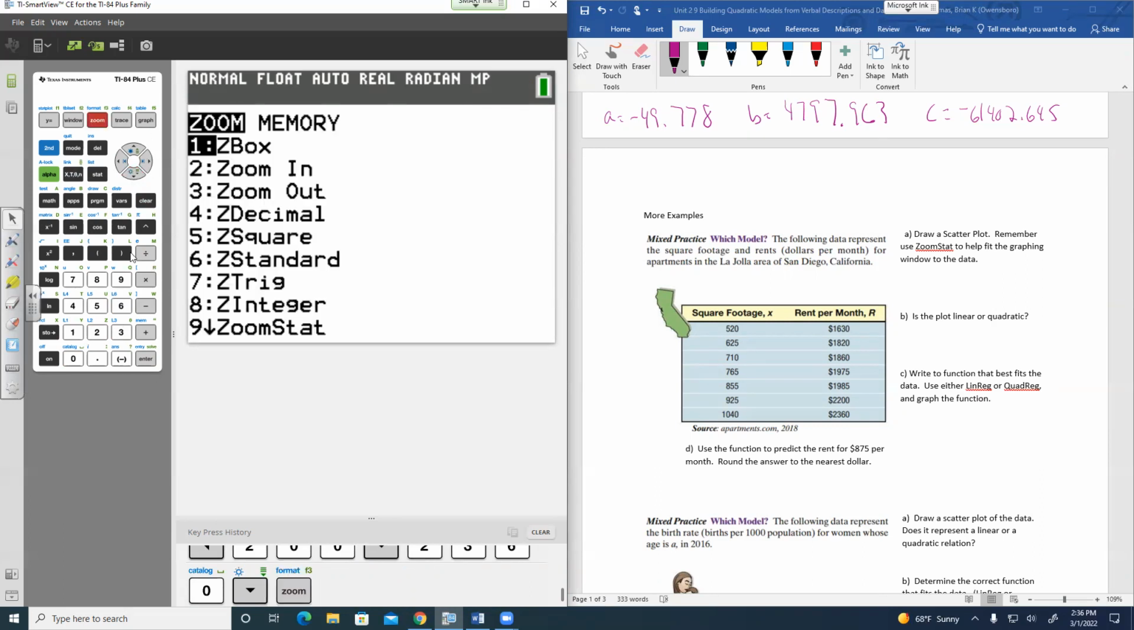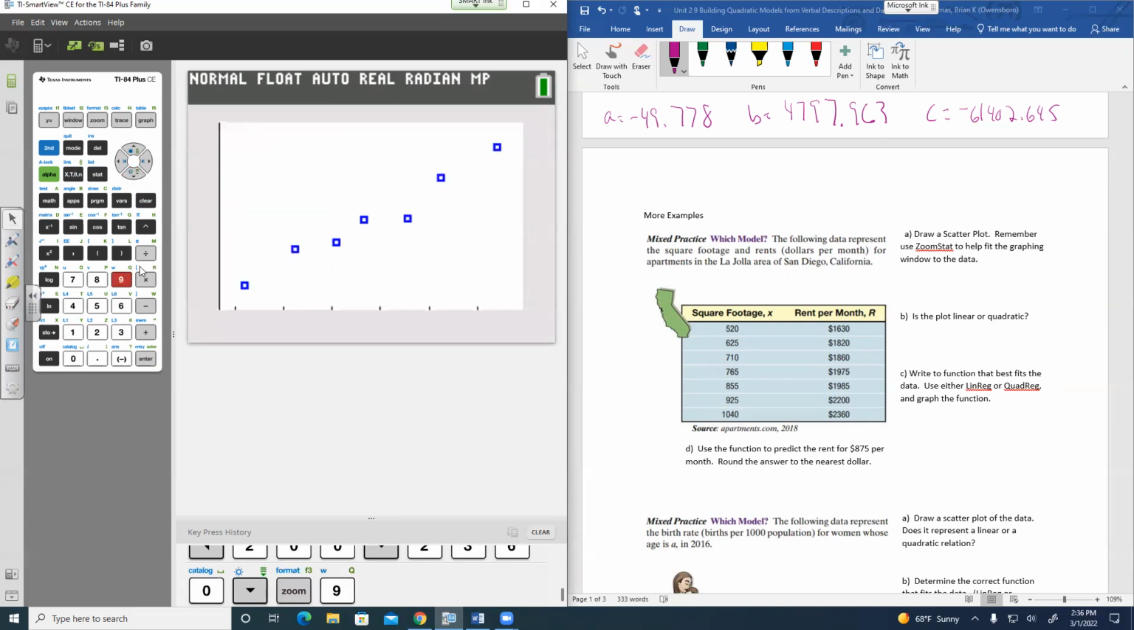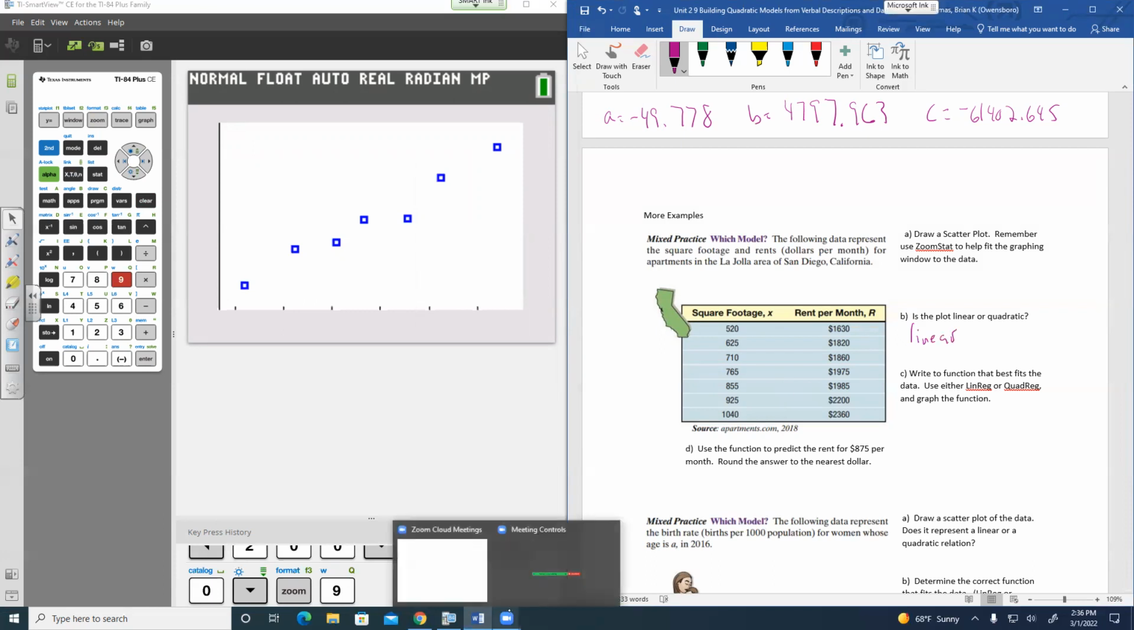So if we hit zoom and choose number 9, notice how it creates our data, and it does look very linear. The question was whether to plot linear or quadratic. Based on what I'm seeing here, this data looks more linear. So when I write the function, I'm going to use the linear regression line.